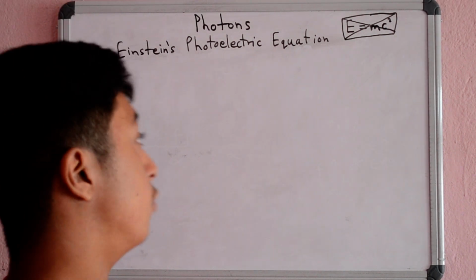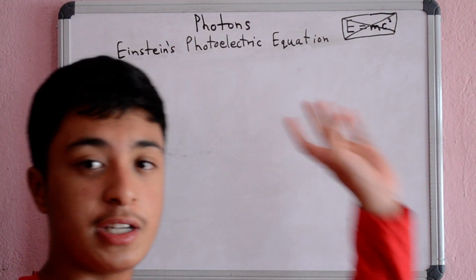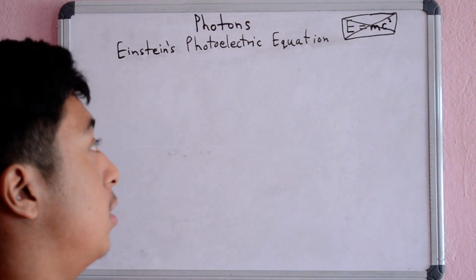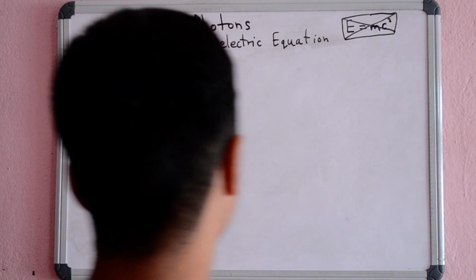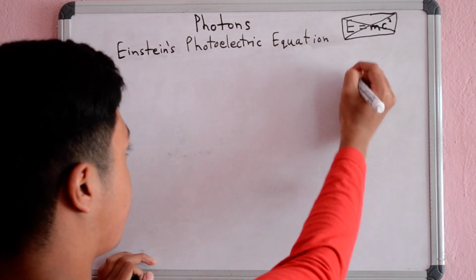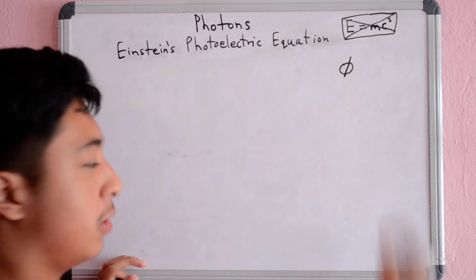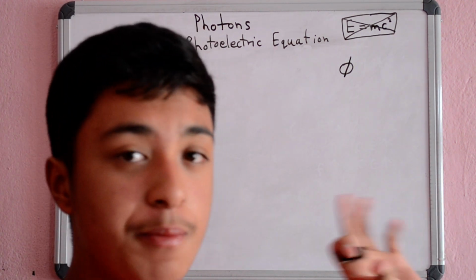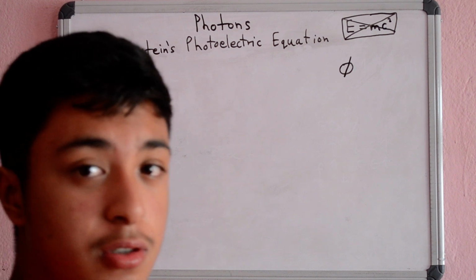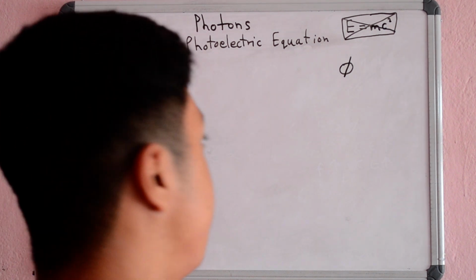Hello guys, welcome to Photons, Einstein's photoelectric equation, and don't confuse it with Einstein's famous equation E equals mc square. So here, let's use what we know. We know work function. Let's use its definition. The minimum amount of energy required to emit the electrons or knock out an electron from its orbit.